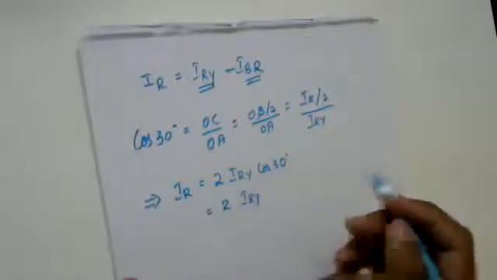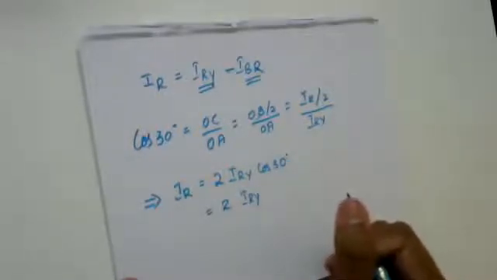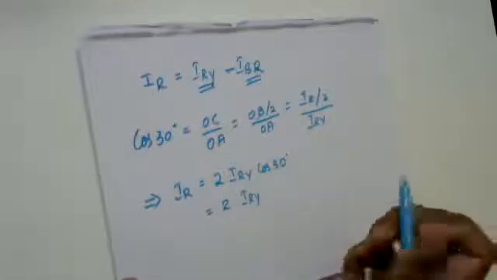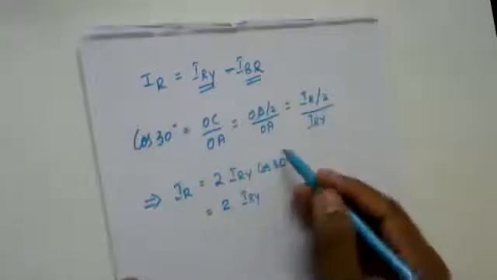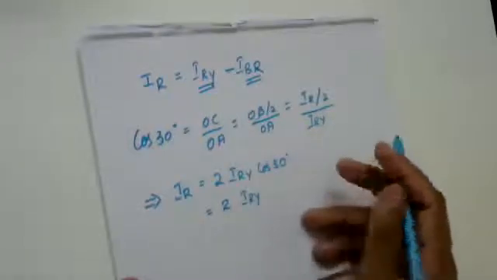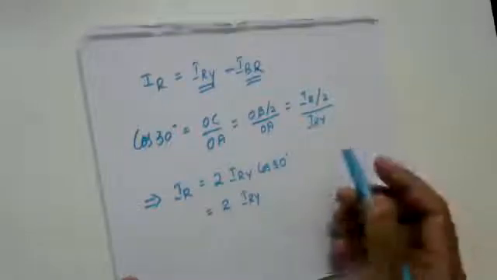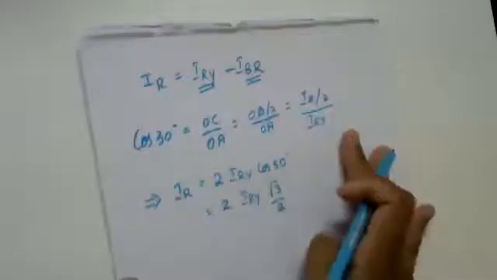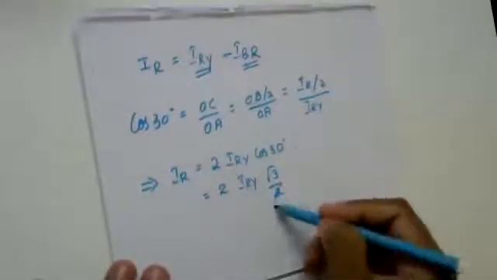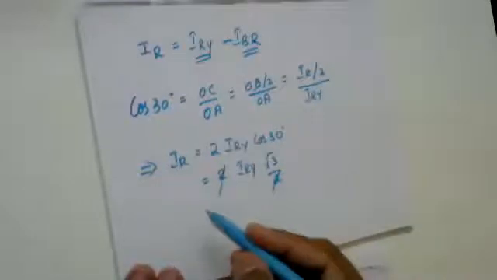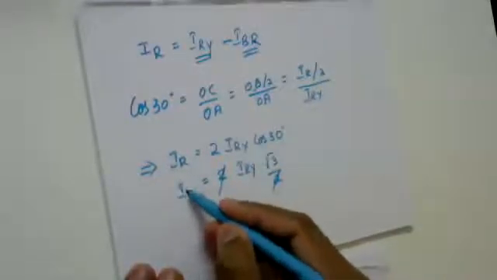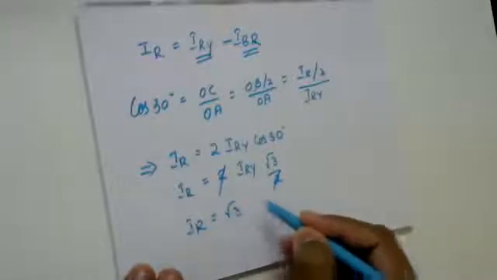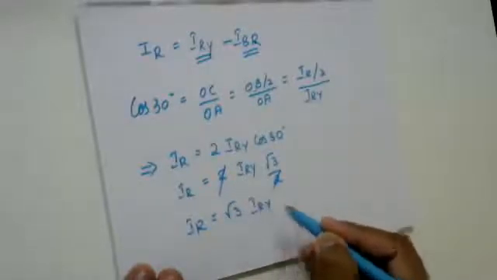What is cos 30? Answer in the group chat. What's the value of cos 30? Root 3 by 2, right? So here this 2 gets cancelled, giving out your IR is equal to root 3 times IRY.